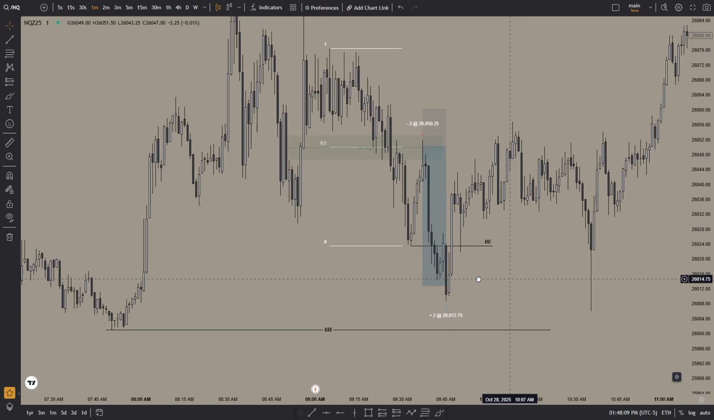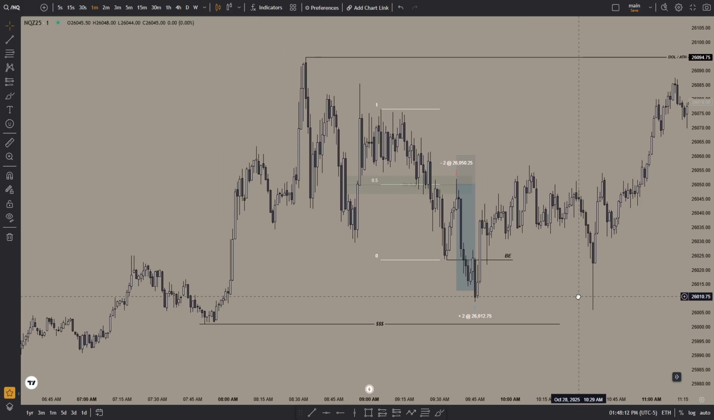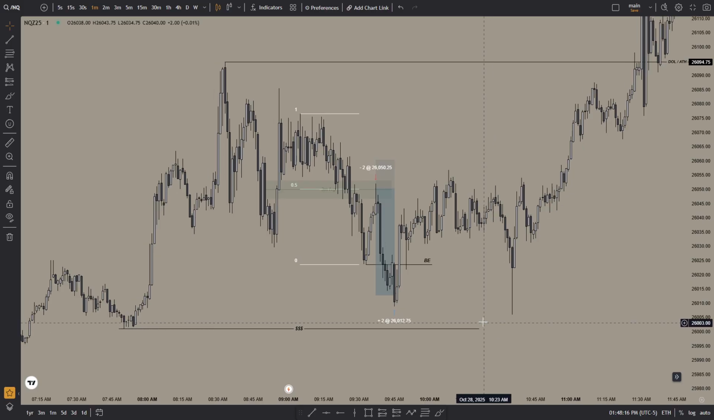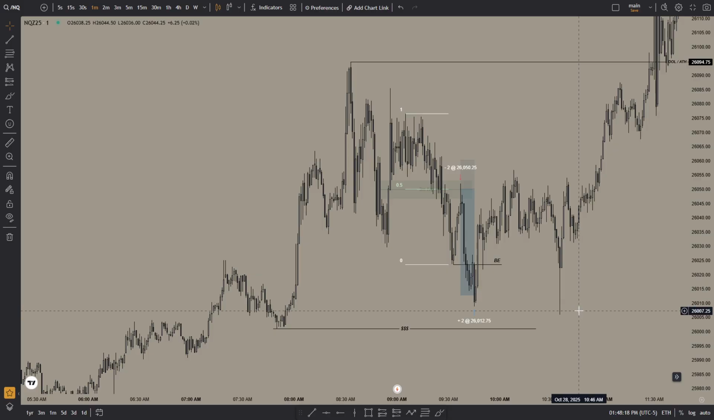And then the only thing that was really bad about this is that we never hit our draw on liquidity. And you're probably like, well, why didn't we hit it? Well, the draw was just higher. Draw was all-time highs, which sucks, bro. It really sucks. But yeah.